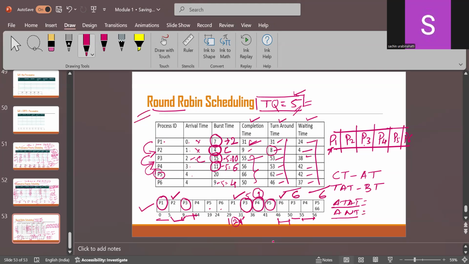Okay. So please focus on how to draw this giant chart. If you have done with this giant chart, your 80% problem has been solved as I told you in the previous video. Clear with this? Okay. Hope so. The problem is clear.